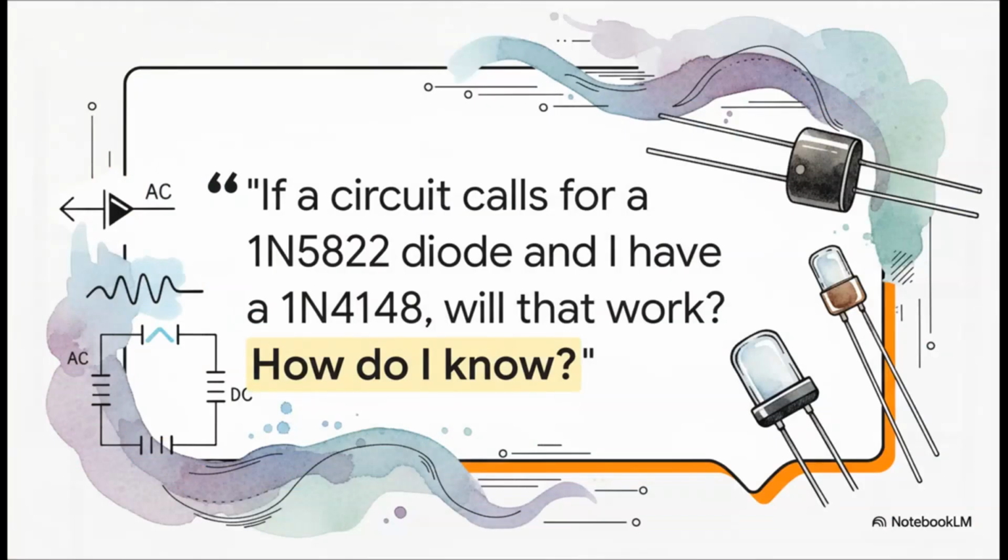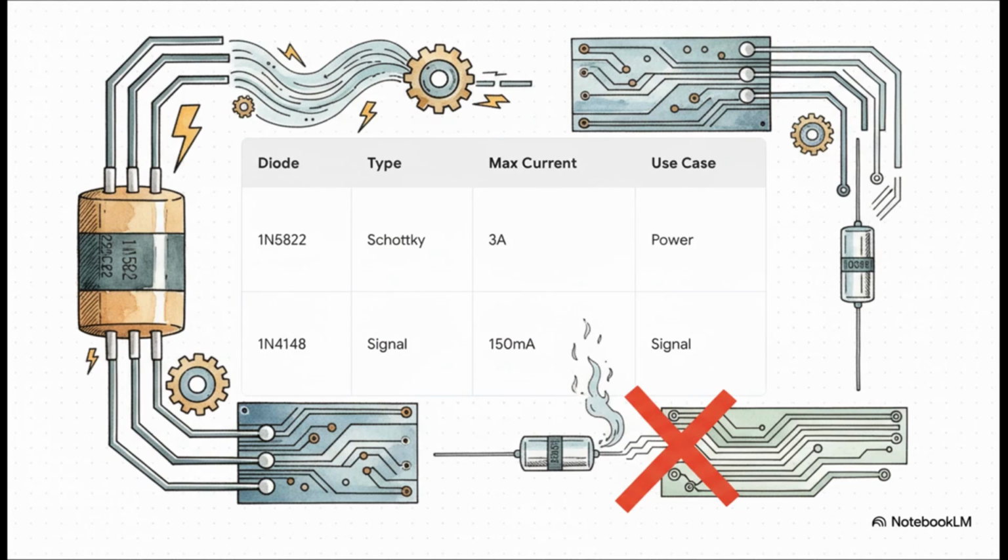I love this because it's a question you see online all the time from people just starting out. It gets right to the point. Okay, we get it. A diode is a one-way street. But can you just swap any one-way street for another? And the answer is a definite no.